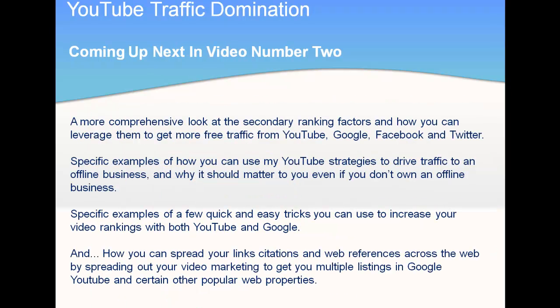I think that's probably enough for this video, so coming up in video number 2, a more comprehensive look at the secondary ranking factors and how you can leverage them to get more free traffic from YouTube, Google, Facebook and Twitter. Specific examples on how you can use my YouTube strategies to drive traffic to an offline business and why it should matter to you even if you don't own an offline business yourself. Specific examples of a few quick and easy tricks that you can use to increase your video rankings with both YouTube and Google, and how you can spread your link citations and web references across the web by spreading out your video marketing to get you multiple listings in Google, YouTube and certain other popular web properties.